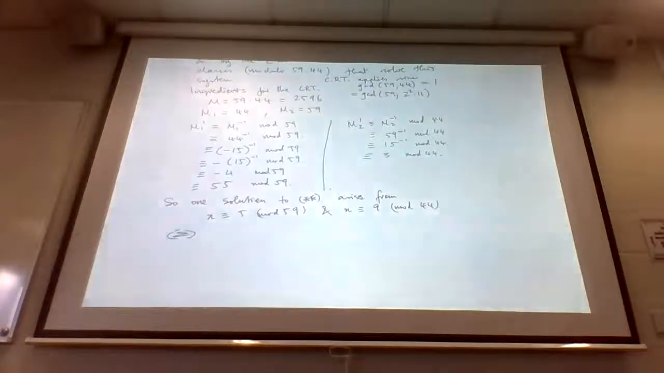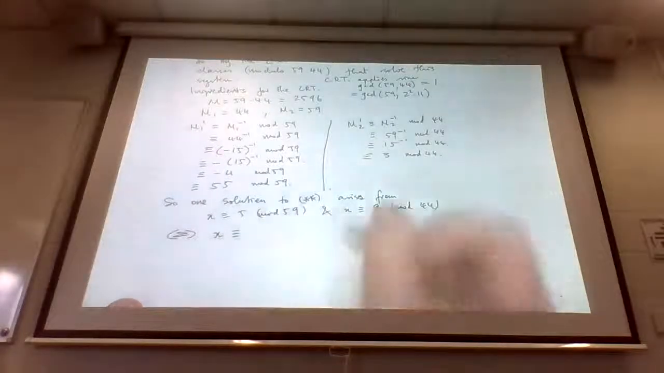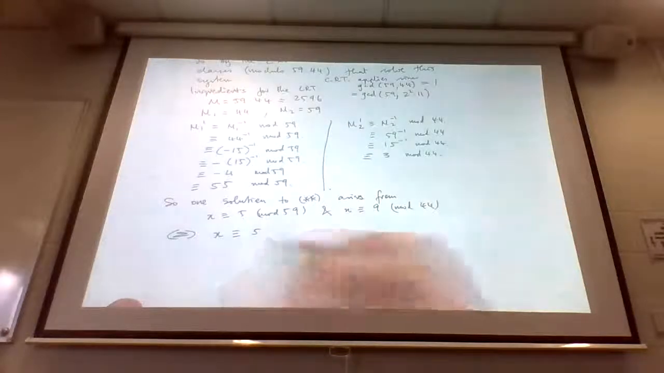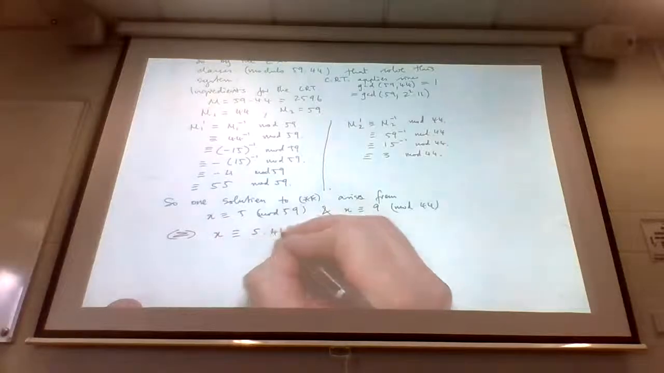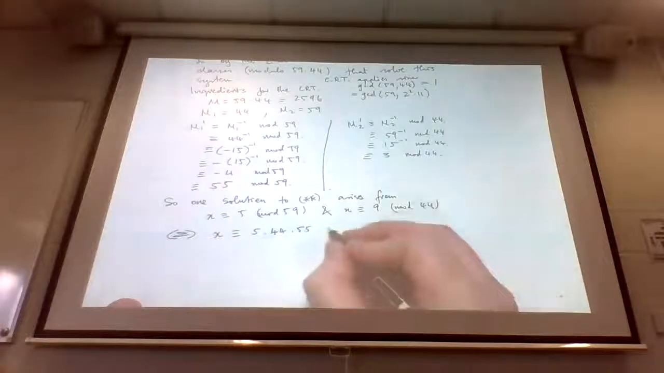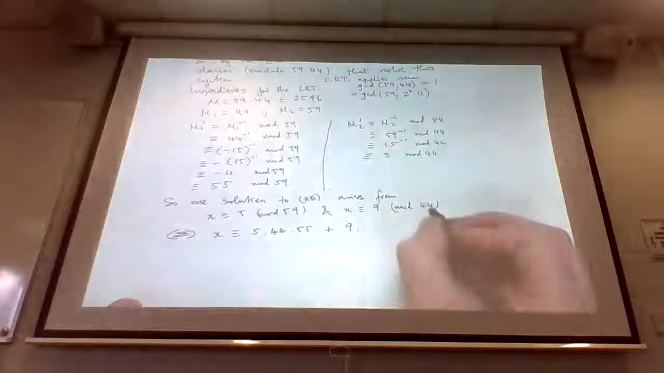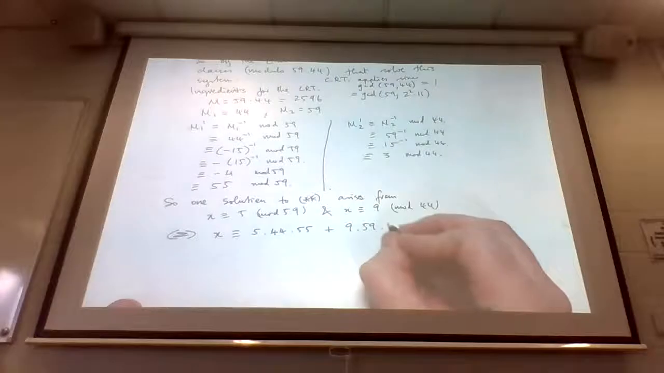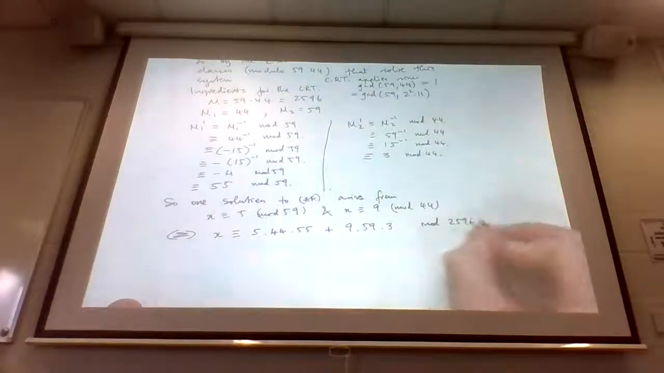And this is equivalent, by the Chinese remainder theorem, to x being congruent to: we take the congruence class mod 59, which is 5, multiply it by m1, which is 44, and then multiply by m1 inverse, which is 55. Then we add the congruence class mod 44 we want, which is 9, multiplied by m2, which is 59, and multiplied by m2 inverse, which is 3. And this is to be interpreted modulo 2596.